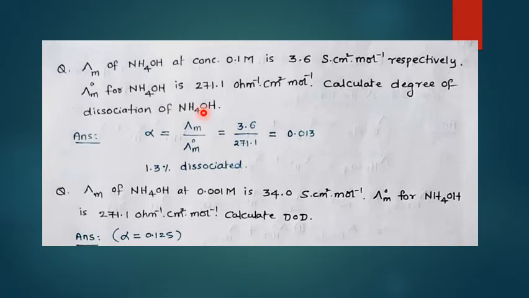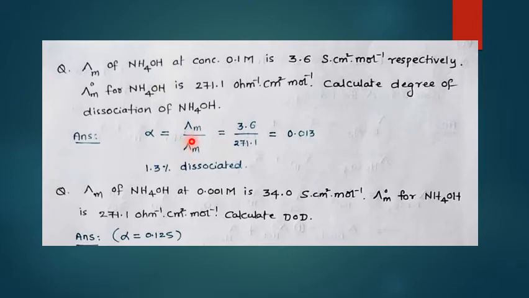So first, degree of dissociation, what is the formula? That is important. Degree of dissociation equals molar conductivity by molar conductivity at infinite dilution. This is a very important formula, students. Most of the students get confused here very easily and make a mistake. No, molar conductivity in the numerator, and in the denominator, the infinite dilution term you should write.